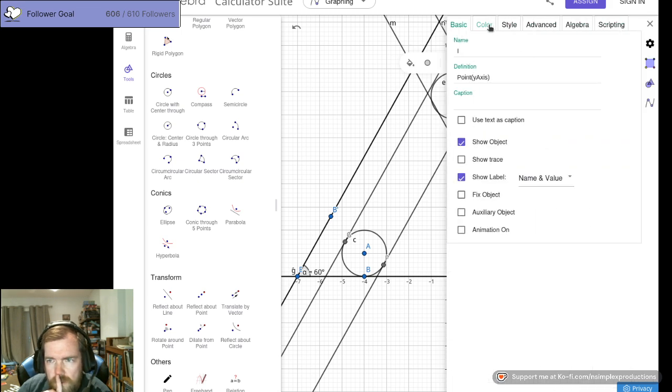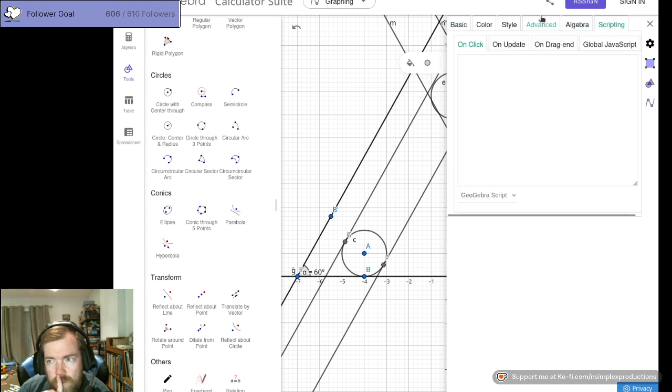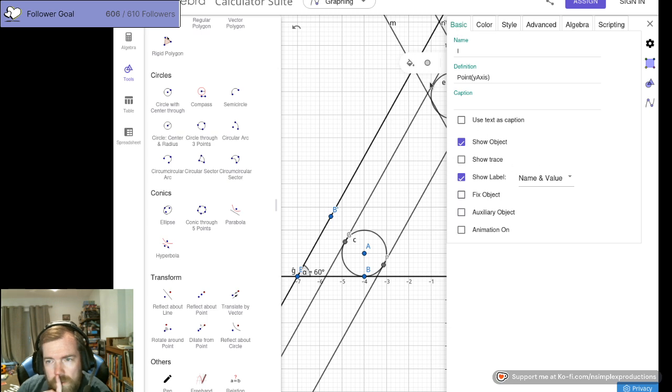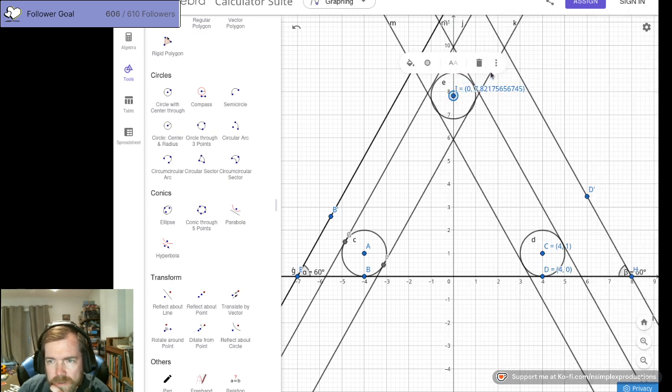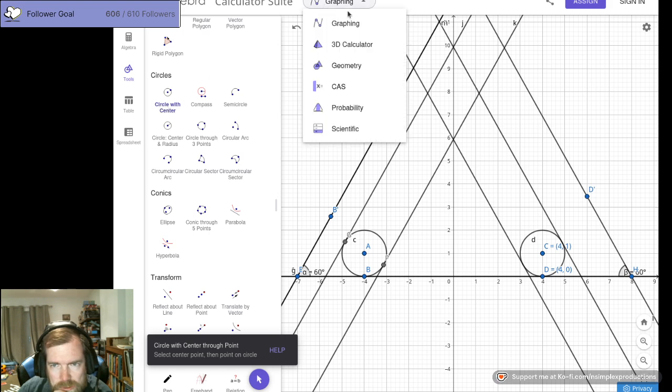Settings. Algebra, scripting. Okay. There's no way to actually change what its location is. Not sure there's even a way to specify what the center is. Used to be a way.